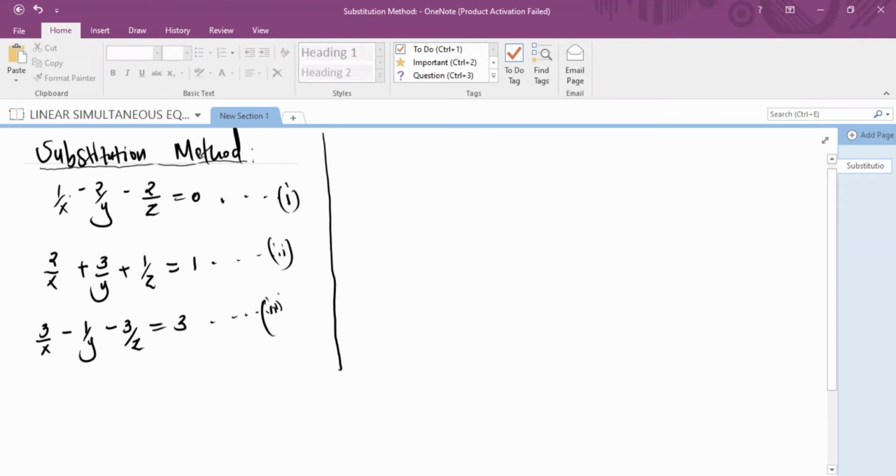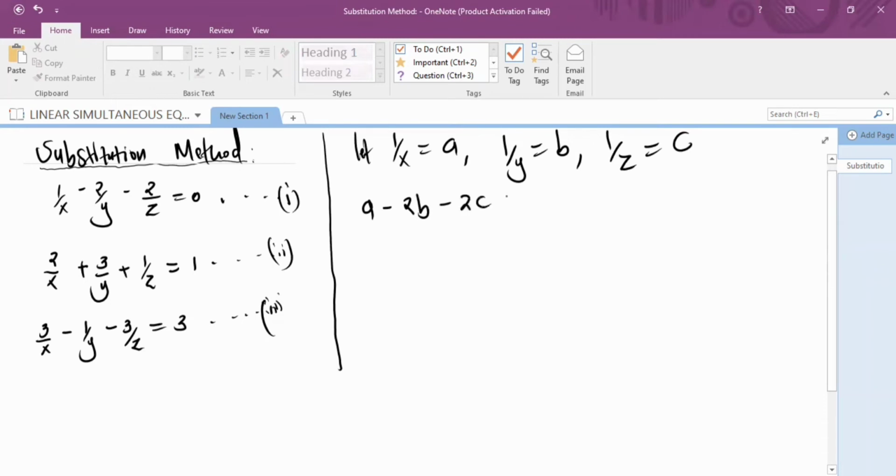As we can see here, our variables are 1 over x, 1 over y, and 1 over z. So I can decide to say, let 1 over x be equal to A, let 1 over y be equal to B, and let 1 over z be equal to C for simplicity's sake, so that I can now write my equation as A minus 2B minus 2C. That's our equation 1 now.